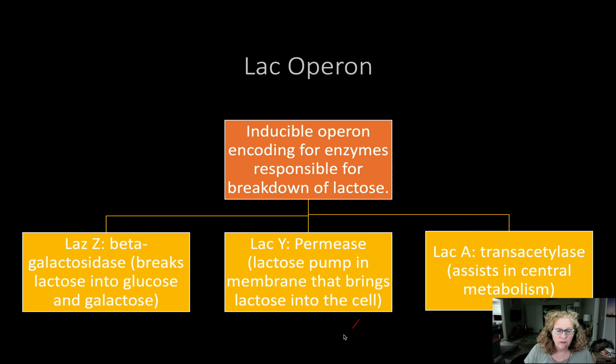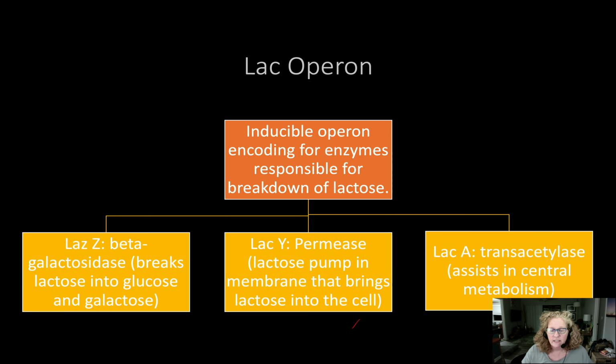So we talked about the Lac Operon, and the Lac Operon is an inducible operon. It encodes enzymes that are responsible for the breakdown of lactose. There are three structural genes found in the Lac Operon. The first is LacZ, which encodes beta-galactosidase. Beta-galactosidase will break a lactose molecule in half. Then we have the LacY gene, which encodes permease. This is the lactose pump found in the membrane, and it brings lactose into the cell so that the beta-galactosidase can break it into glucose and galactose.